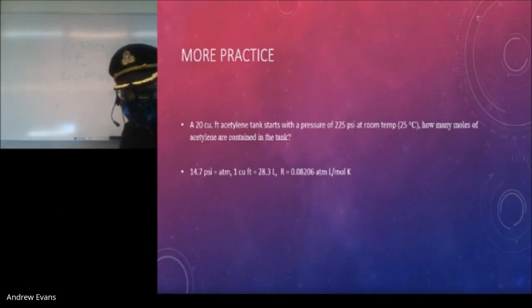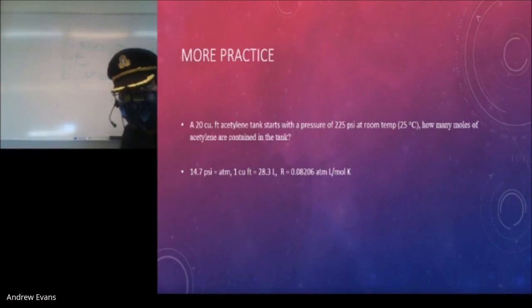A 20 cubic foot acetylene tank. So if you ever need a blowtorch, need to weld something, you might be using some acetylene. That's your ethyne. But essentially it's carbon triple bonded carbon. Burns really well, lots of energy density. A 20 cubic foot acetylene tank at a pressure of 225 psi at the room temperature of 25 degrees. How many moles of acetylene could that tank hold at 225 psi?